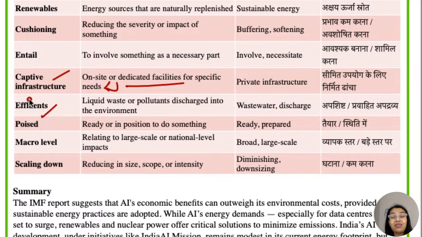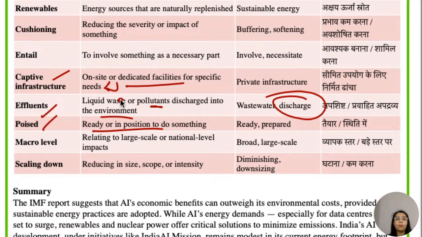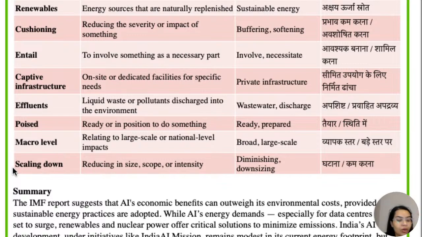Effluents, again a very common vocab which you must know in order to write something on sustainability, climate change, and all. So effluents, liquid waste or pollutants discharged into the environment. Okay, so any kind of liquid discharge that is polluting and harming the environment. Poised is ready or in position. So if you are prepared to do something, you are poised to do something, right? Being in preparation.